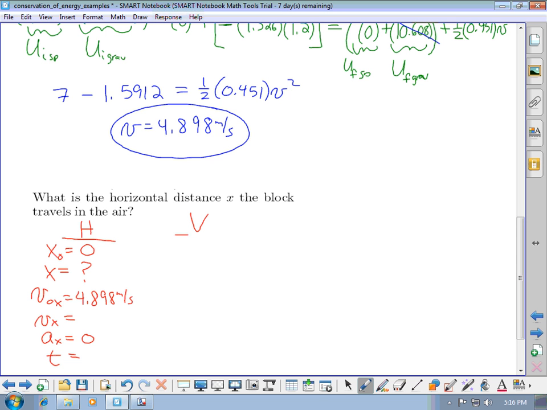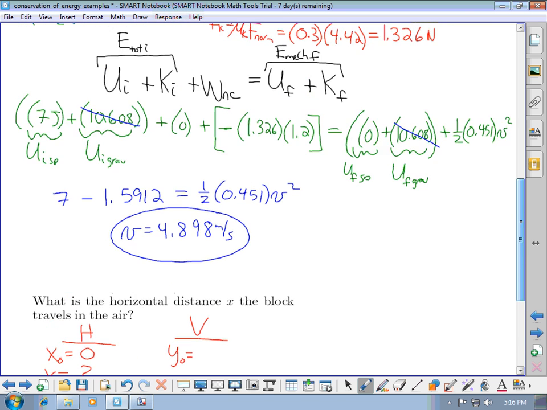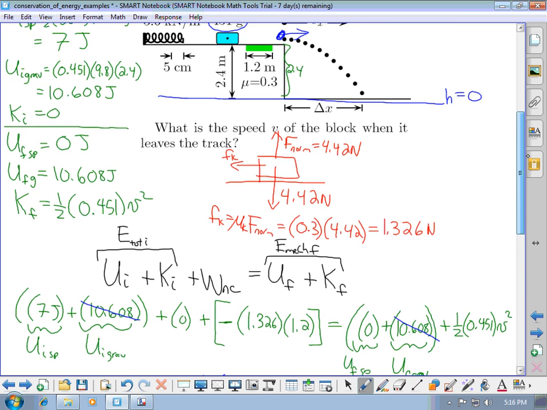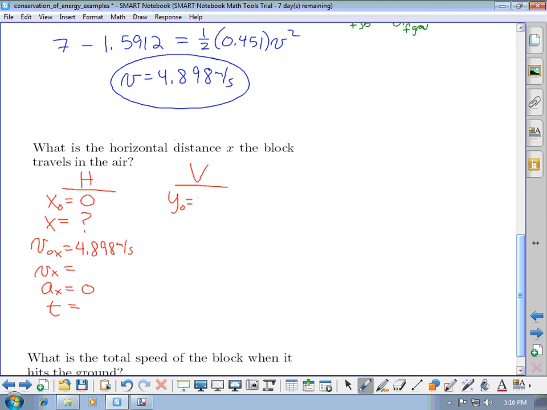If I look at the vertical motion, it starts from a height of 2.4 meters. When it reaches the ground, it's at a height of 0 meters. The initial vertical velocity is 0 because the block is only moving horizontally when it leaves the cliff. The vertical acceleration is negative 9.8 meters per second squared. Again, I need to find the time.